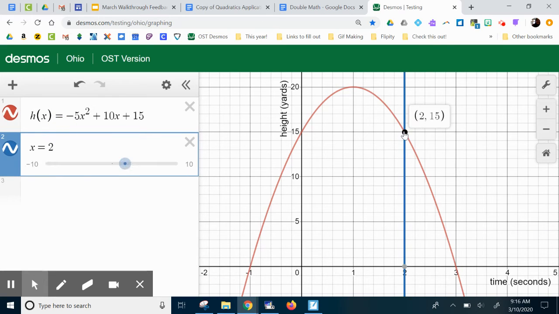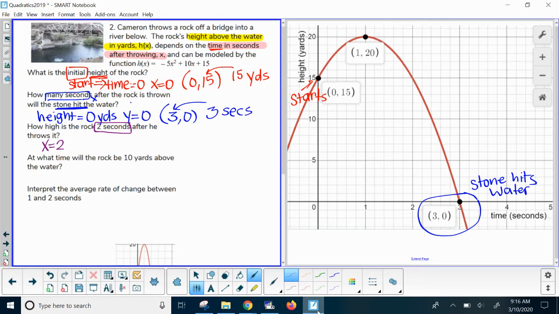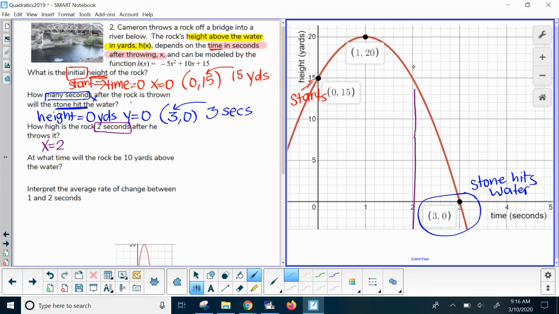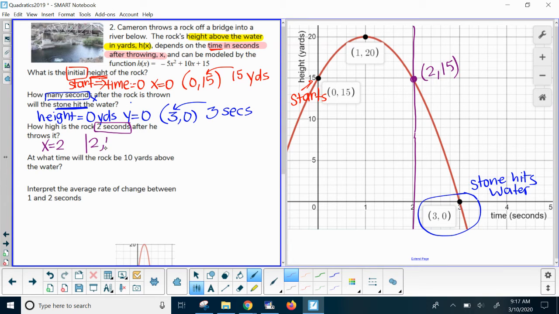Okay, and I've got the point (2, 15). I'm going to make sure I sketch that on my picture as well. So I know 2, it's right here at (2, 15). So after 2 seconds, my rock is 15 yards above the water.